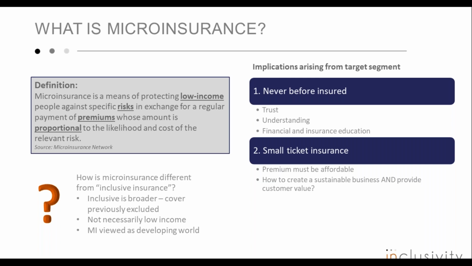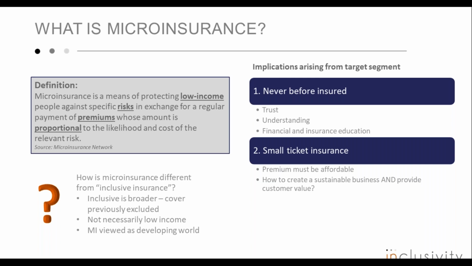And a term that's often used alongside and interchangeably with microinsurance, some of you have probably heard of, is inclusive insurance. And I just wanted to dwell very briefly on how I view that to be different from microinsurance. So inclusive insurance, as per its name, is essentially for people who were previously excluded. Whereas microinsurance is typically a specific segment of excluded people in the low income, and also tends to be concentrated in the developing world.